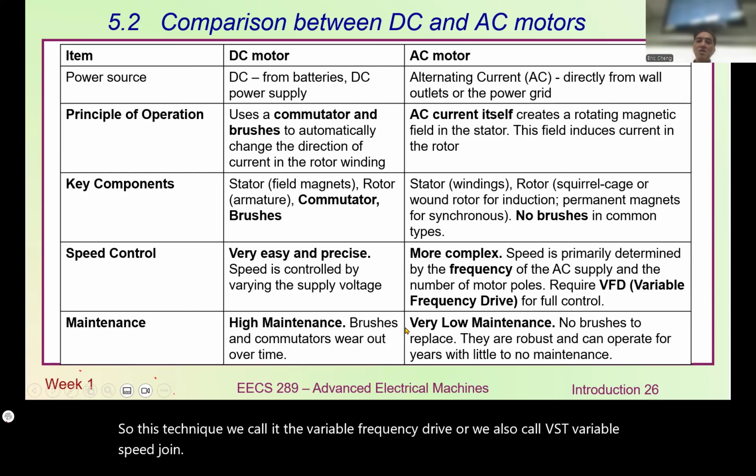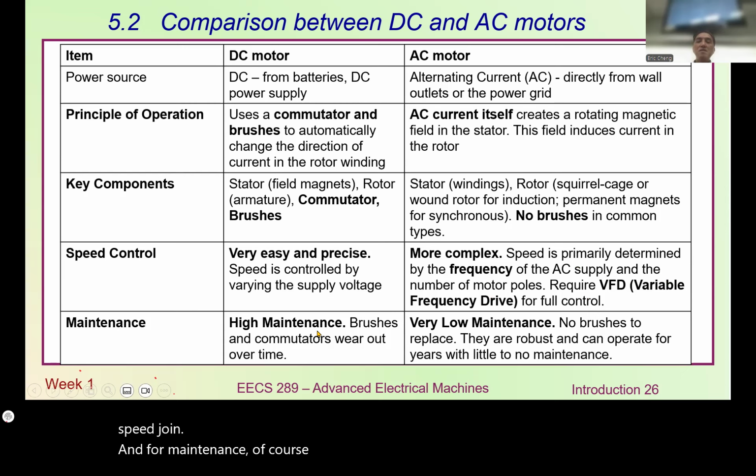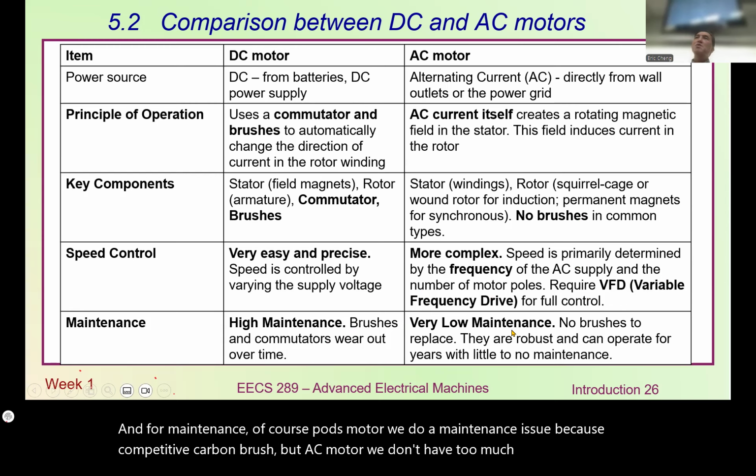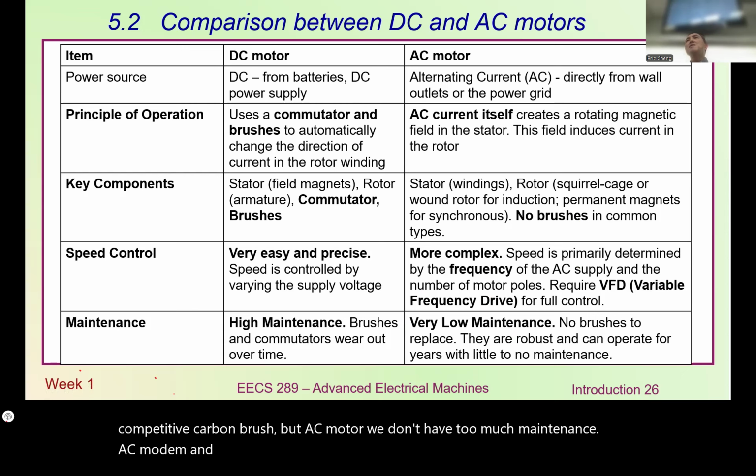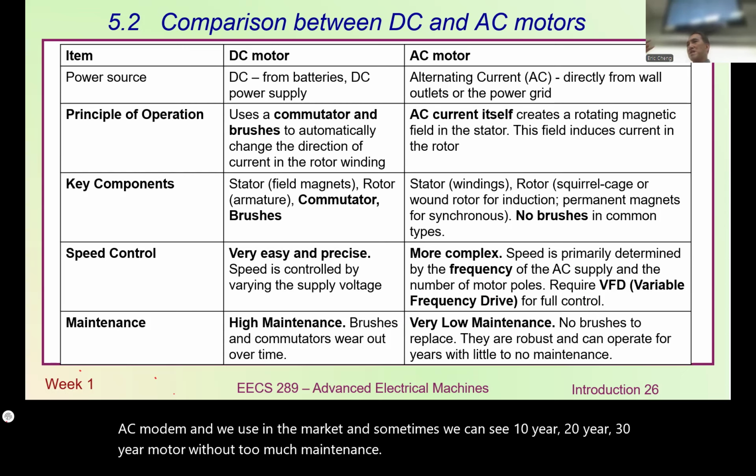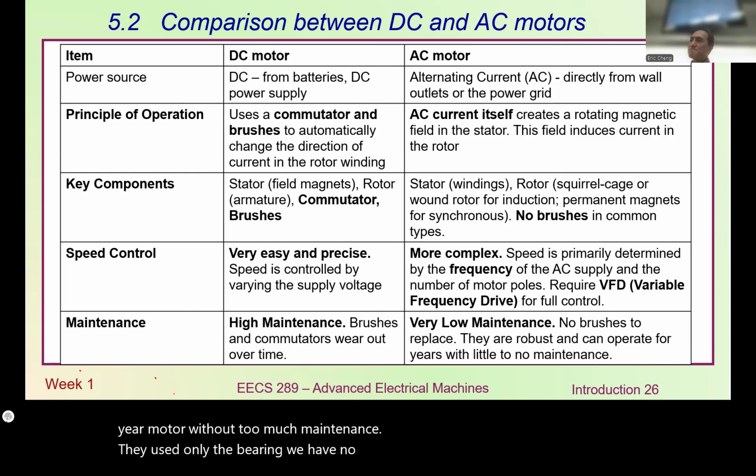And for maintenance, of course, pure DC motor, we do have maintenance issues because of commutator and carbon brush, but AC motor, we don't have too much maintenance. AC motor, when we use in the market, sometimes you can see 10-year, 20-year, 30-year motor without too much maintenance. They only use bearing, no oil, no lubrication. They can have a really long lifetime.